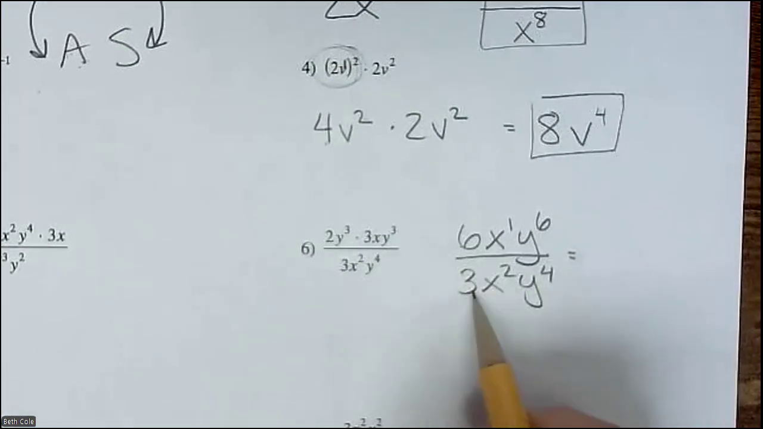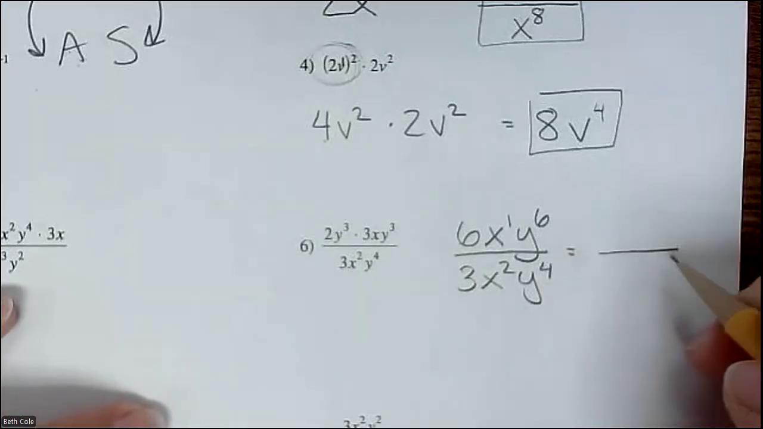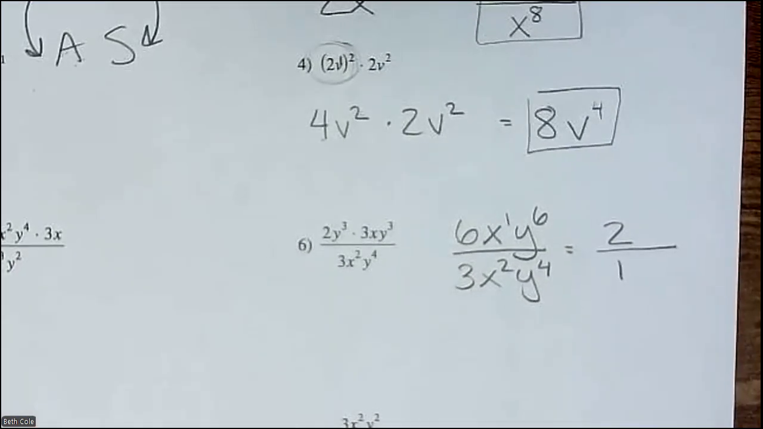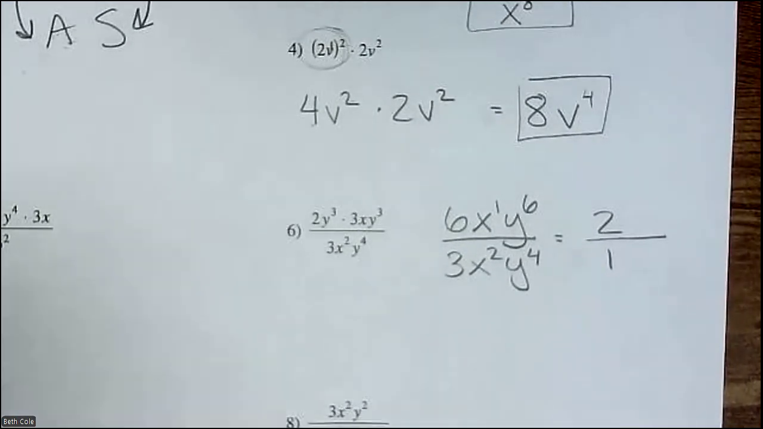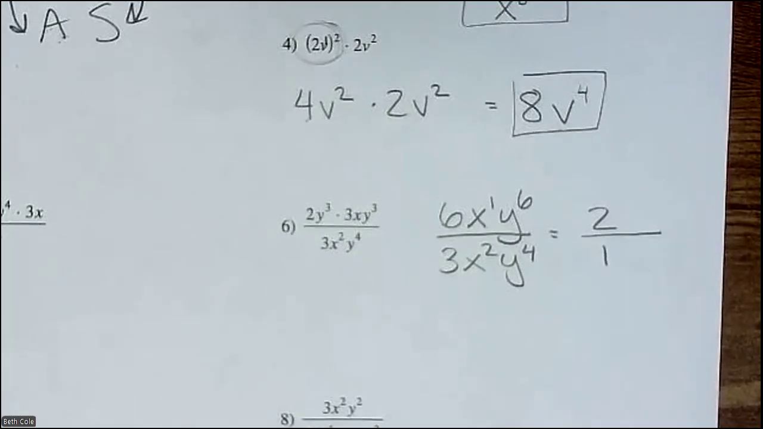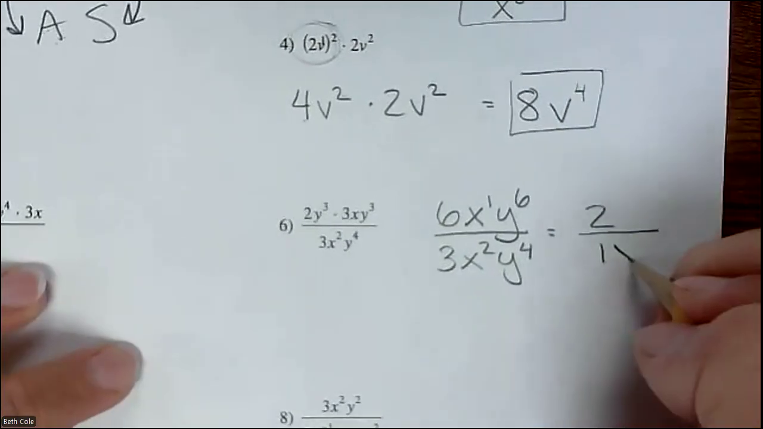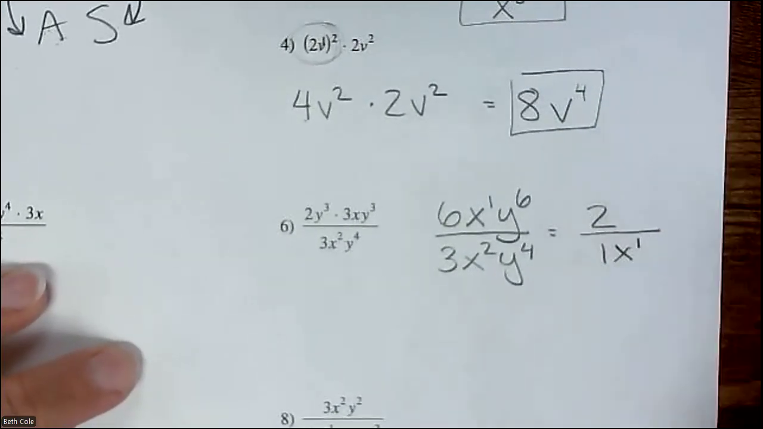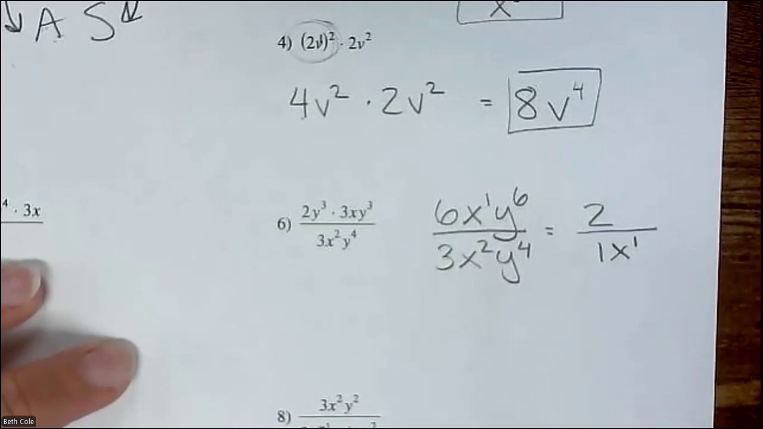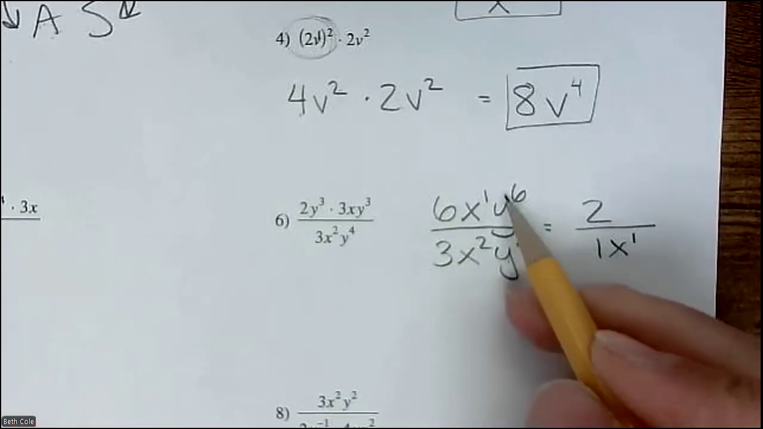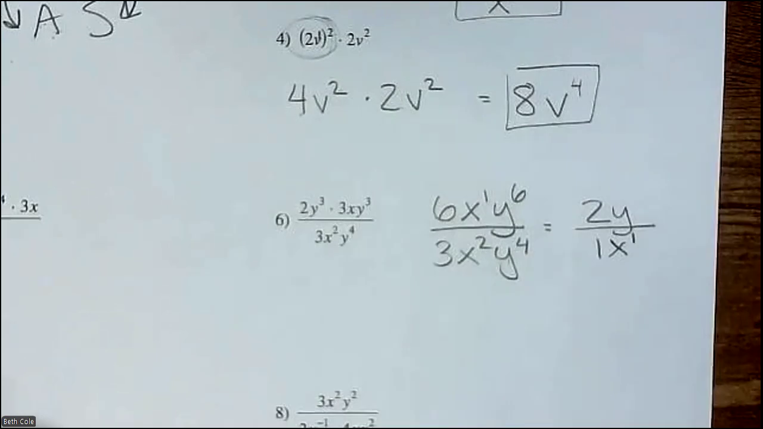All right. 6 divided by 3 is 2. Or you could put 2 over 1 if you want to. If you don't want to put the 1, fine. It's kind of up to you. All right. So play tug of war for the x's. Which side wins, the top or the bottom? Bottom. By how much? 1. You don't have to put the 1, but you can. Which side wins for y? The top. By how much?